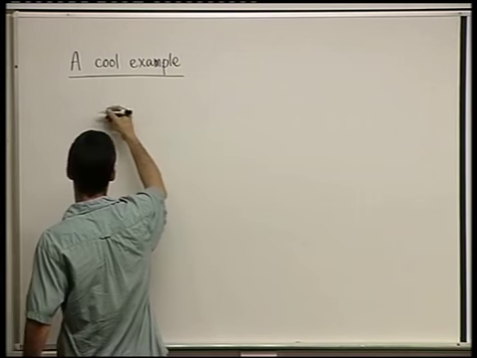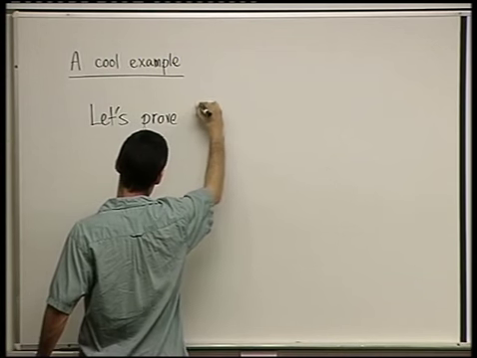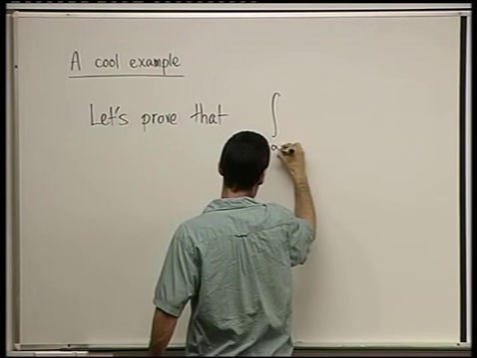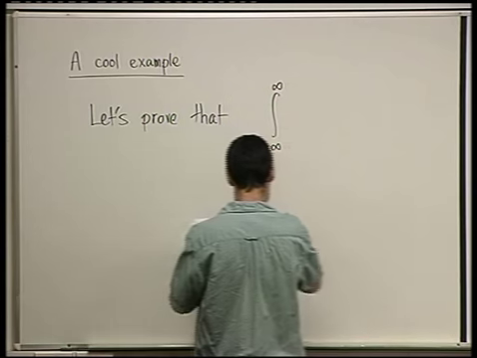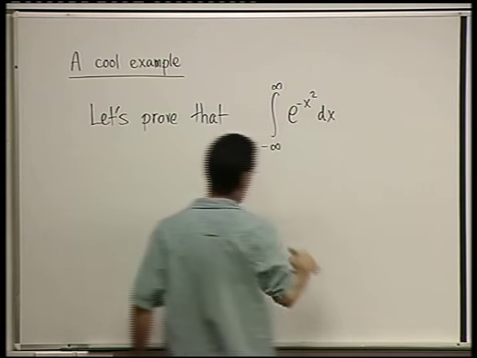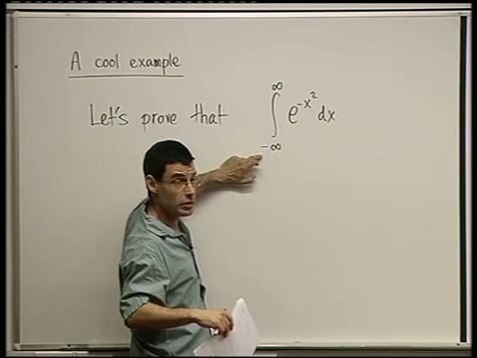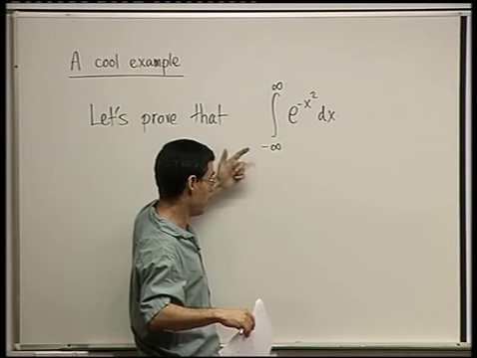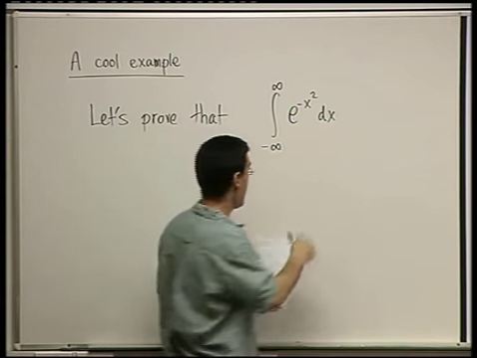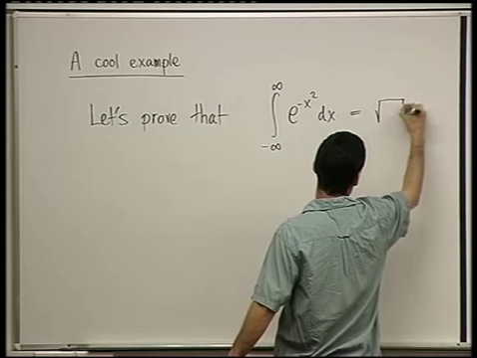So let's prove that the integral from minus infinity to infinity of e to the minus x squared dx. So this is an improper integral, right? It's not a bounded interval, so it's an improper integral of a single variable function dx, okay? And I want to calculate it, and the claim is that this integral equals the root of pi.